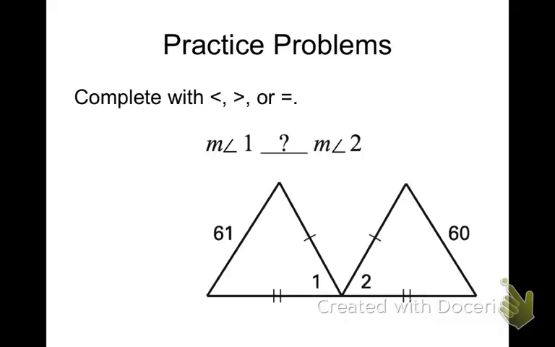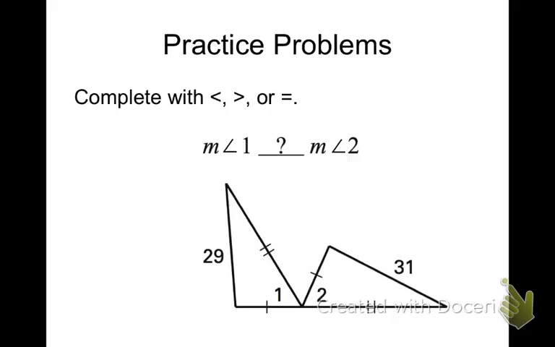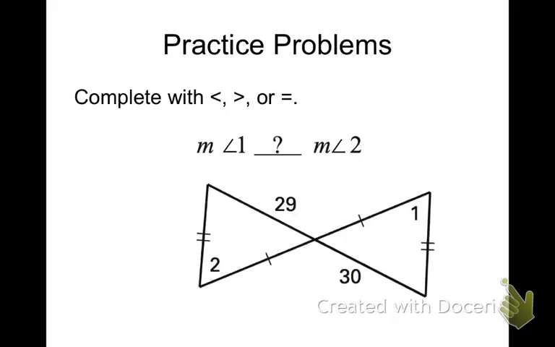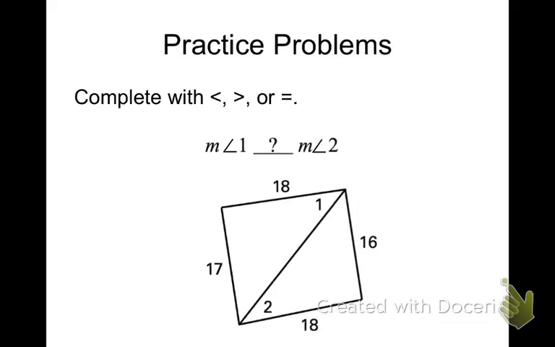Angle 1 or angle 2, which is larger? 1. So the measure of angle 1 would be greater than angle 2. Which one's larger, 1 or 2? 2. So the measure of angle 1 would be less than. 1 or 2, which is larger? 1 is opposite the 30. So the measure of angle 1 is greater than the measure of angle 2.